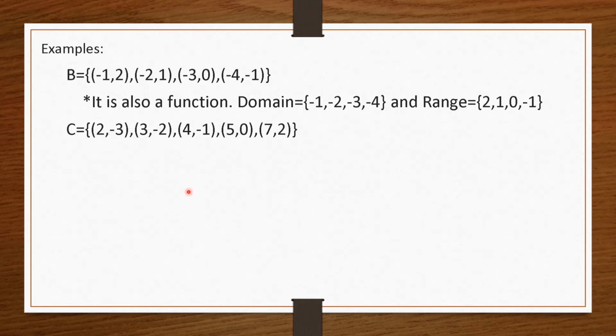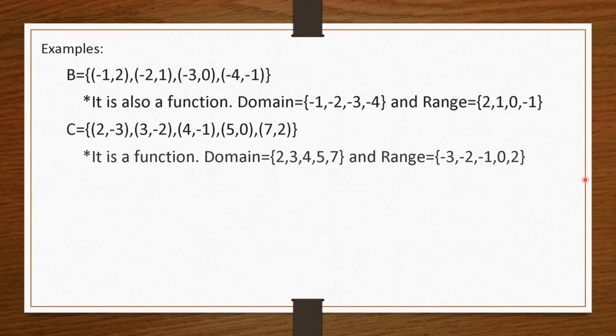The next example, we have 2 and negative 3, 3 and negative 2, 4 and negative 1, 5 and 0, 7 and 2. Since there's no repeating x-ordinate or abscissa again, then it is also a function. And to find the domain, these are 2, 3, 4, 5, and 7. And the range is negative 3, negative 2, negative 1, 0, and 2.